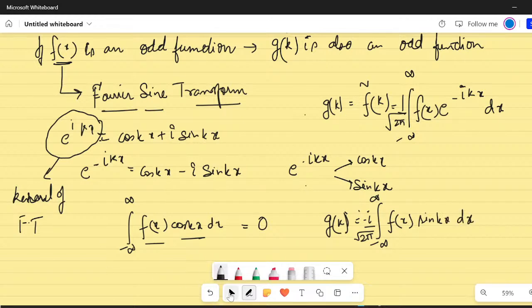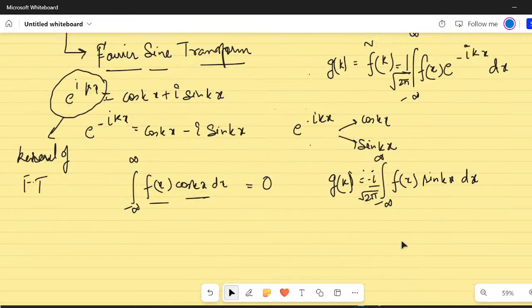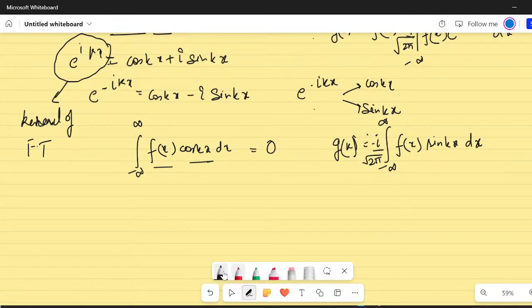Now you see, what is g(k)? g(k) will be simply minus 1 upon minus iota, root over 2 upon pi, and then I can write the integral from 0 to infinity. Why? Because I know that f(x) is an odd function and sin kx is also an odd function, so multiplication of two odd functions will give you an even function, so 2 will come up, and the integral from 0 to infinity gives 2 in front, so you have this root over 2 upon pi.